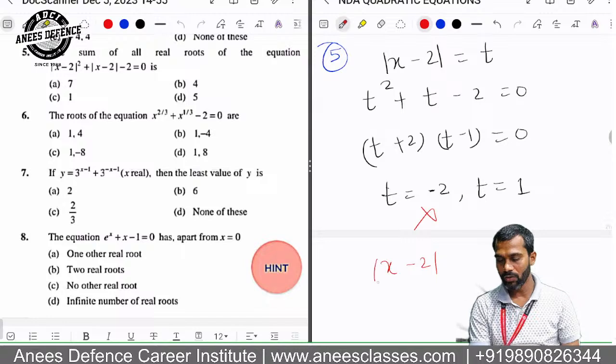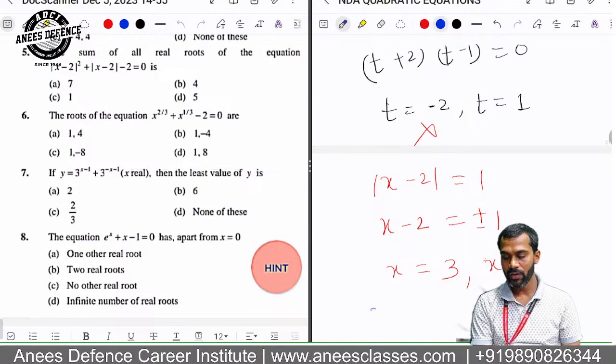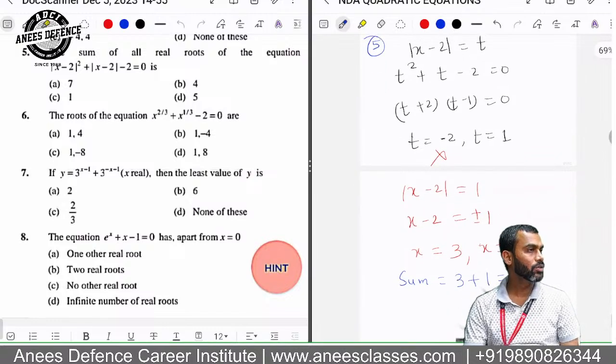Yes or no? Now, what is t? Mod x minus 2 is equal to 1. So when we have to remove mod, x minus 2 is equal to plus minus 1. If you take positive 1, x is equal to 3. If you take negative 1, x is equal to 1. So the sum of all the real roots would be, tell me, 4. Yes or no? So sum should be 3 plus 1. Understood?